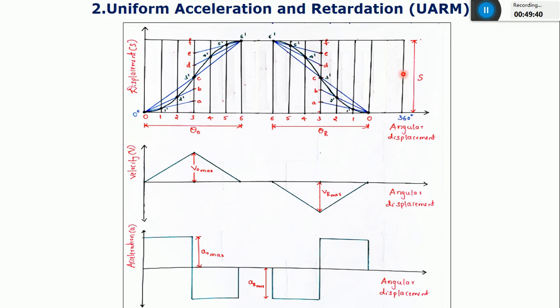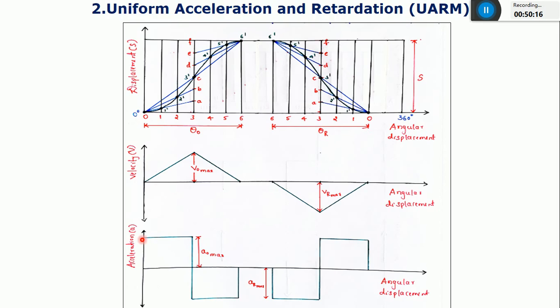Don't worry about this one. And why is it called a uniform acceleration and retardation motion? Since you're calling this a uniform acceleration, I'm going to consider this acceleration diagram. And you can observe that during the rise of this cam, this is the rising, this is the dwell period, this is the return. You can see the acceleration is uniform. The acceleration is uniform acceleration and it is uniform retardation. Retardation means the negative acceleration.